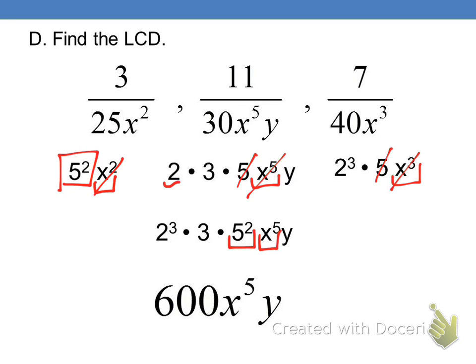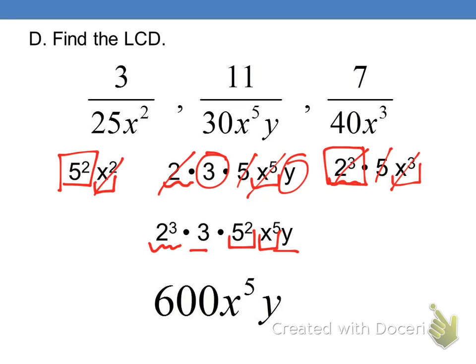All right, I need some 2's. How many 2's? 2 to the 3rd. Yes, you always have to go with the largest number of that factor. 2 to the 3rd covers all the 2's. There's only one 3, there's only one y, so 3 and y.